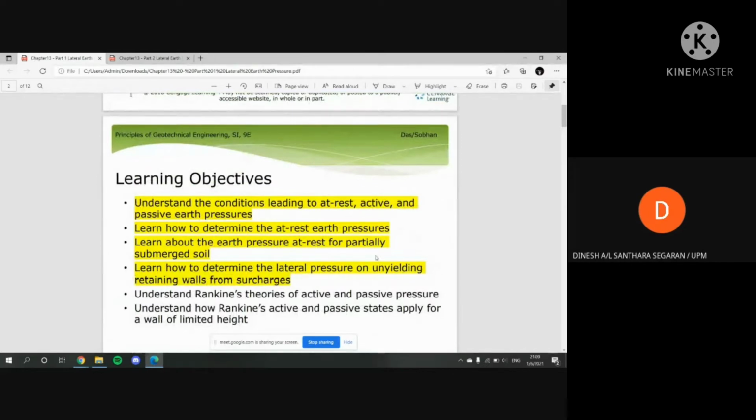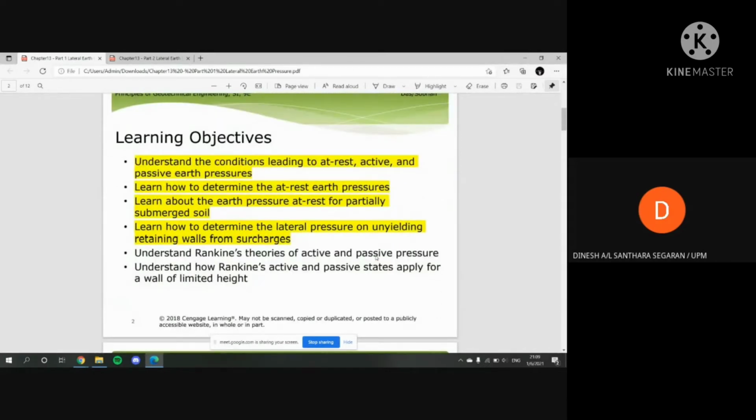Okay. Lateral earth pressure is a pressure that soil exerts in a horizontal direction. According to the learning objectives, first we're going to understand the conditions leading to at rest, active and passive earth pressures. Then we're going to see how to determine the at rest earth pressures, and also learn about the pressure at rest for partially submerged soil and more. Okay, let's move to the first slide.